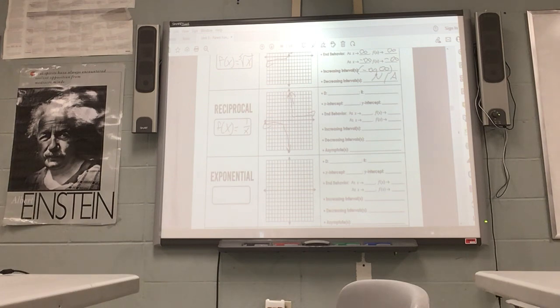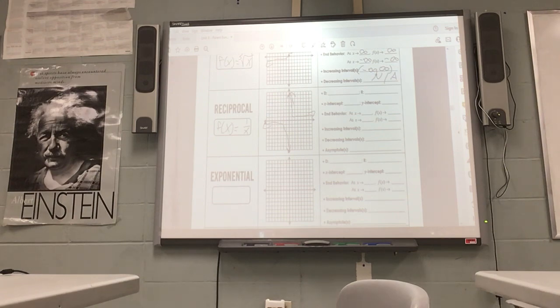If we had a NASA size microscope, it wouldn't touch it. Did you say 1 over x? Yeah. It looks like it would get really close, but it doesn't touch. It would have no y-intercept and no x-intercept.